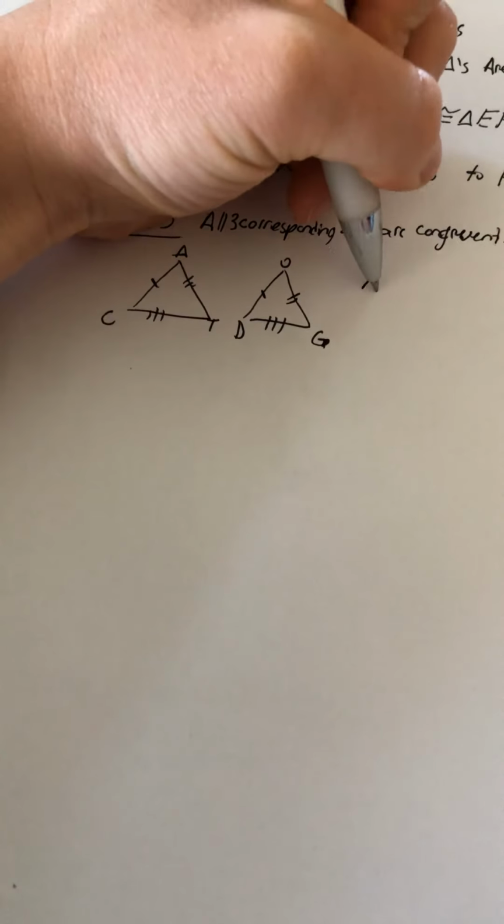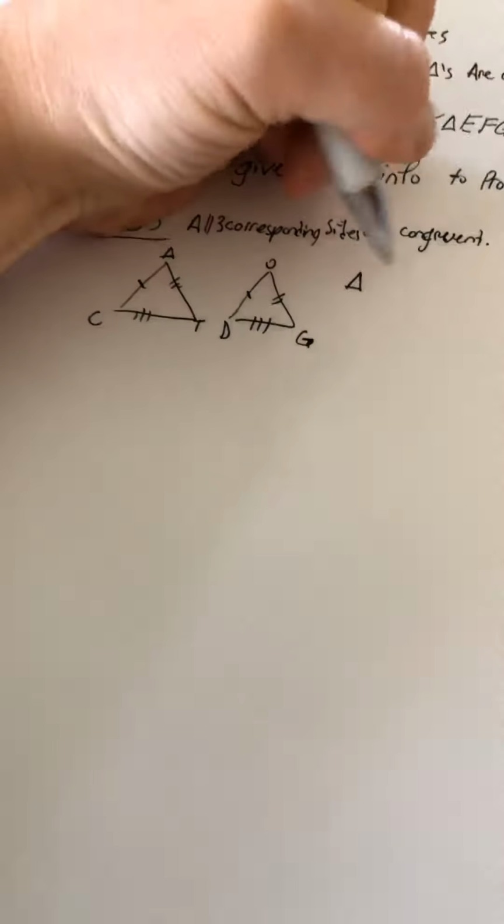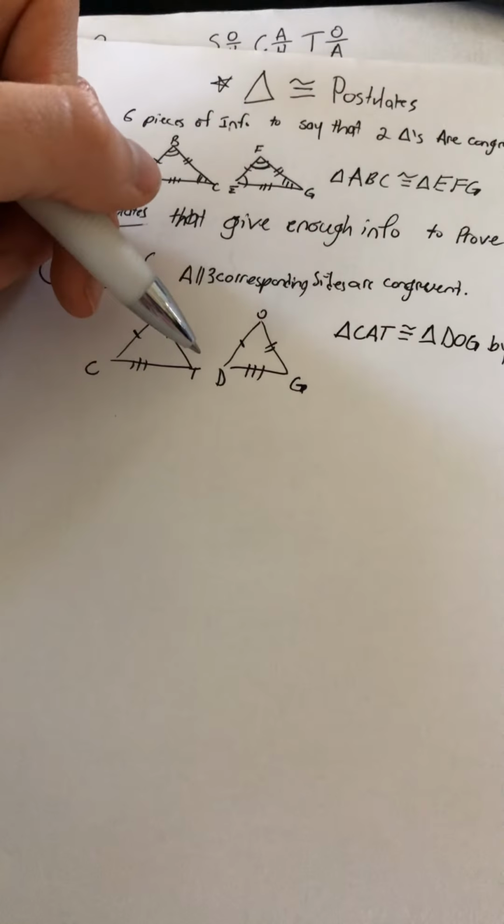So triangle CAT is congruent to triangle DOG by our side, side, side. Okay, the sides would all form the same type of angles, okay? And that makes this one true.